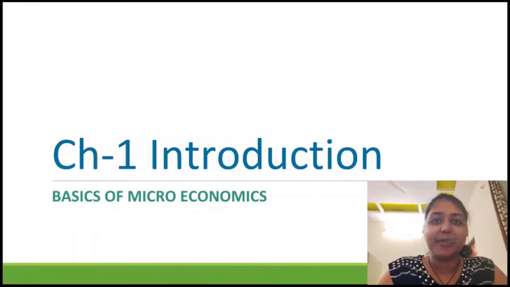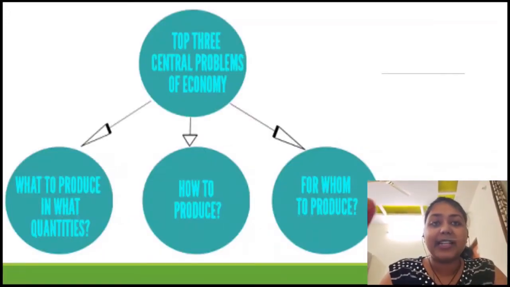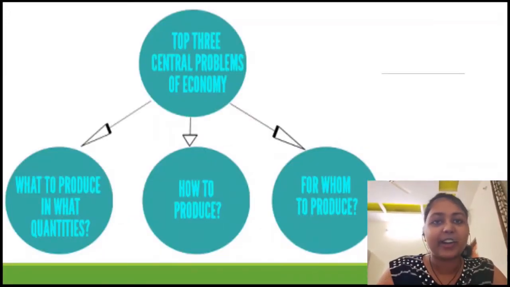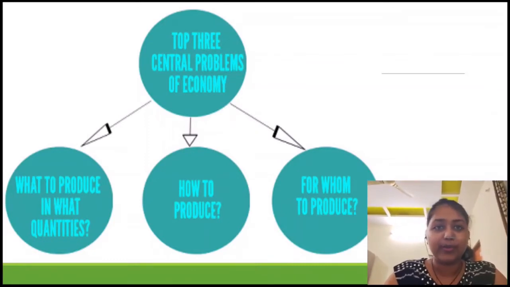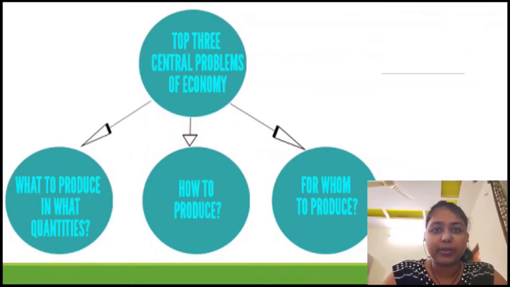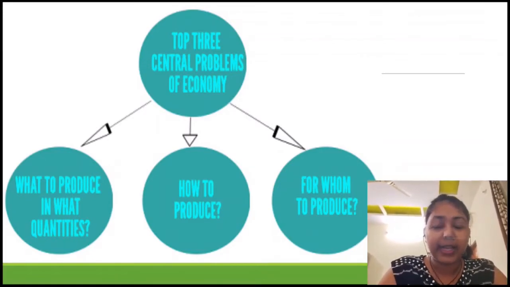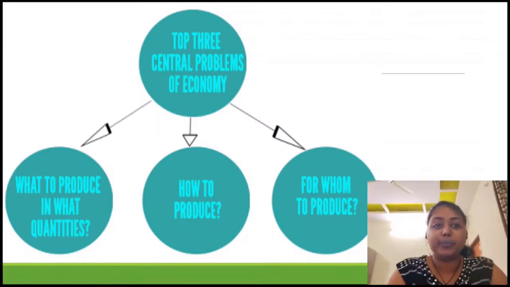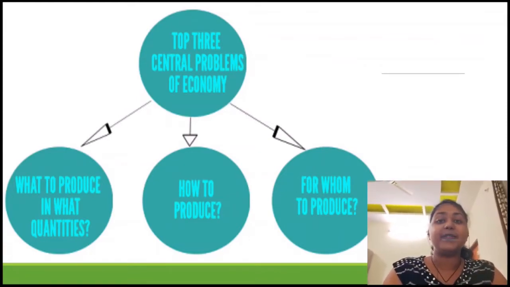Today we're going to learn more about economics. So let us start with today's video. Today we're going to learn about the central problems of an economy. These are three main problems which an economy needs to solve, and they are what to produce and in what quantities. Second, how to produce, and the third, for whom to produce. Before we move on to these problems, let us first understand what an economic problem is.